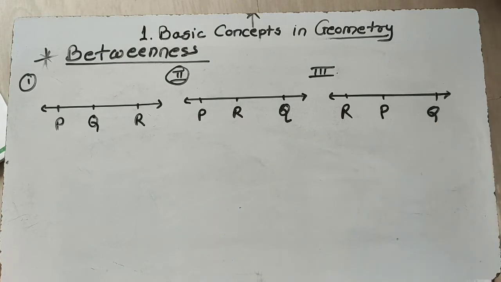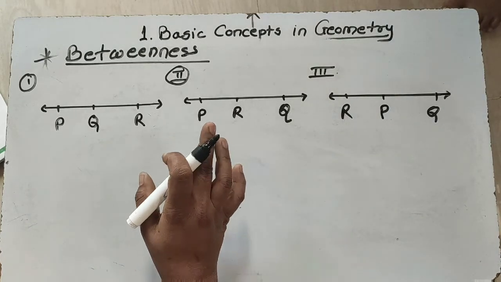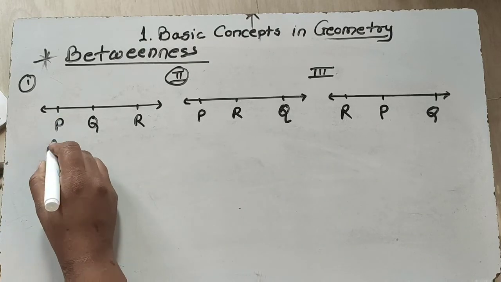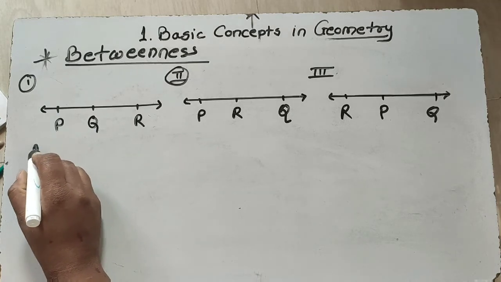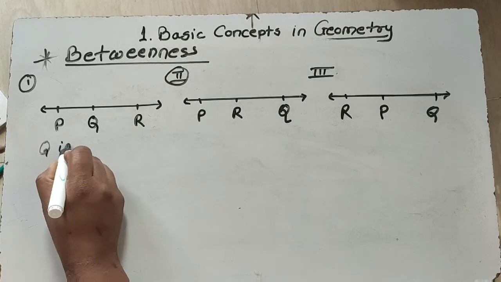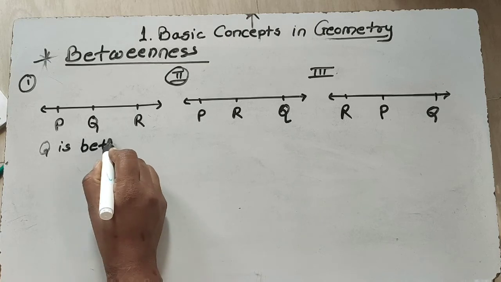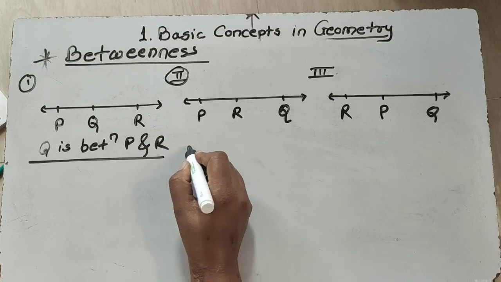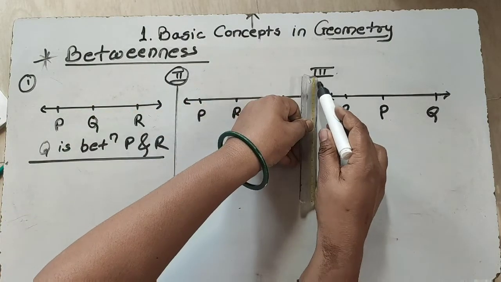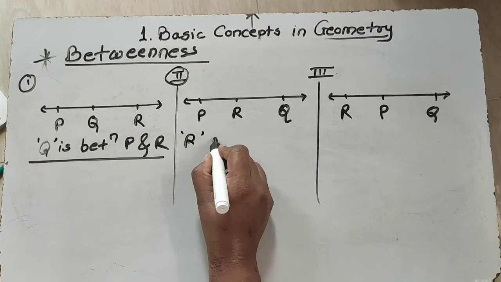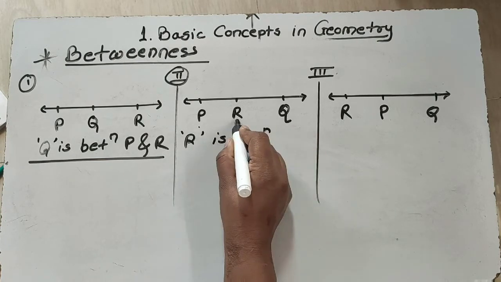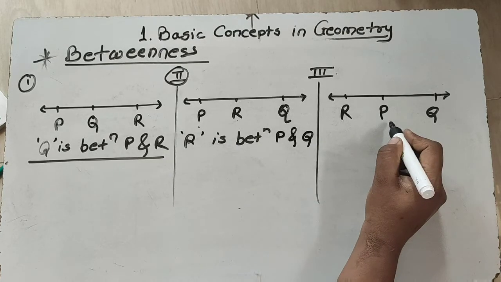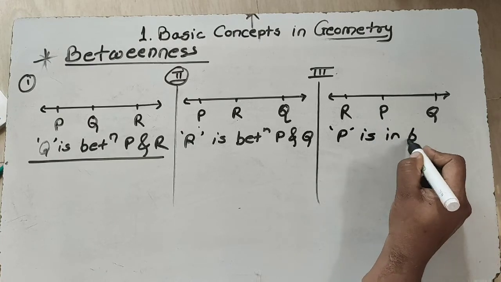I just changed the positions of the points. Now in these three figures, the points are the same but the positions are different. So if you see here, this point Q is in between P and R. Okay, for this, Q is between P and R, but here this point R is between P and Q, meaning R is here in the middle. And in this picture, P is in between which one?